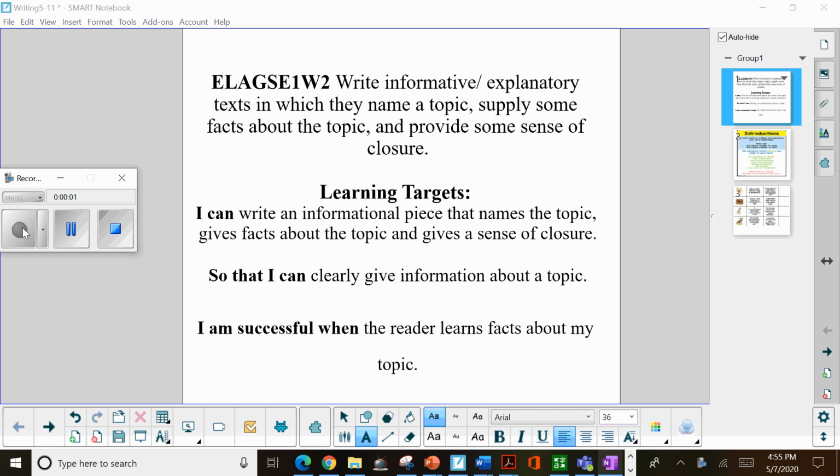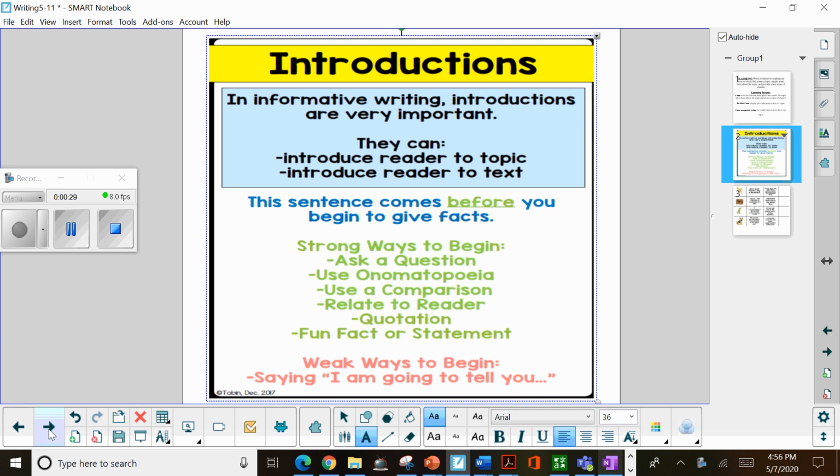For writing informative or explanatory text in which you name a topic, give some facts about the topic, and give some sense of closure. So your learning targets are to be able to write an informational piece that names a topic, gives facts about the topic, and gives a sense of closure, meaning it has some conclusion or ending to it, so that I can clearly give information about a topic, and I'm successful when the reader learns facts about my topic. So we're going to focus on introductions.